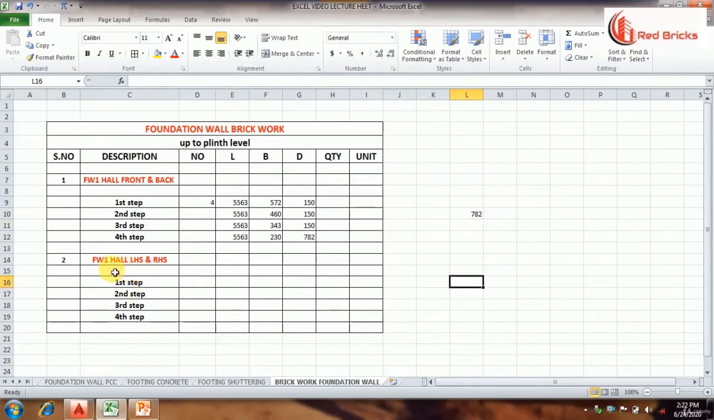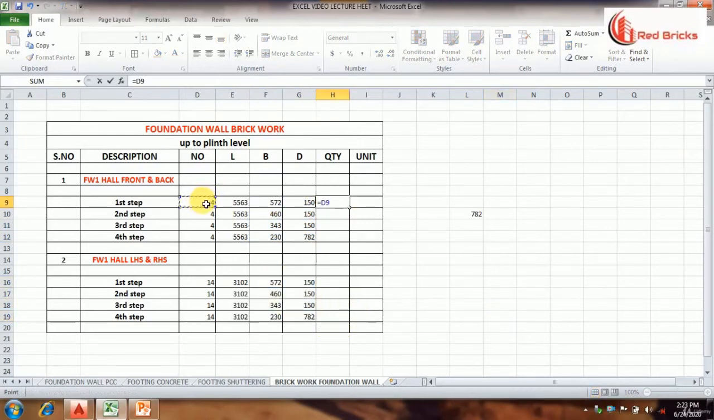Now we will find FW1 hall LHS and RHS. As we had earlier used the same plan in the previous lecture, we know the LHS and RHS values. Its number is 14 and length is 3102. Its breadth and depth will be the same as of FW1 hall front and back values.